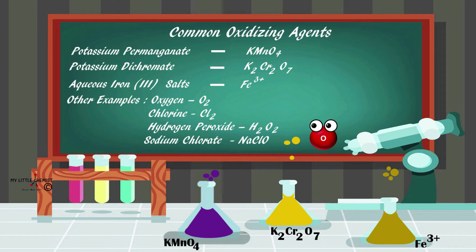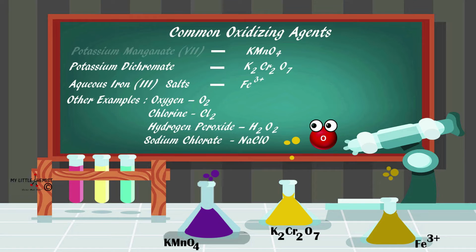Welcome to the virtual lab. Let's explore some redox reactions. First, we'll be investigating some common oxidizing agents. Potassium permanganate, which is KMnO4, and potassium dichromate, which is K2Cr2O7, are both very strong oxidizing agents.